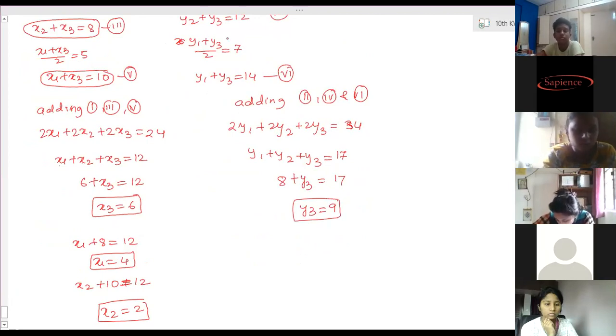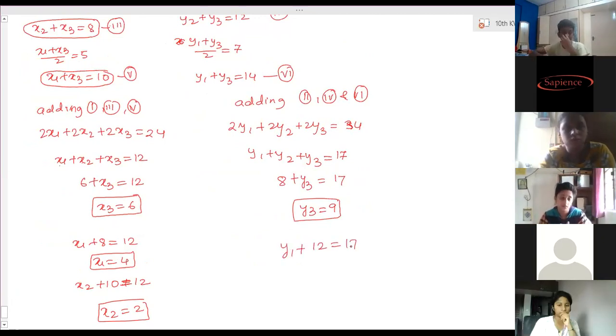Then y2 plus y3 is 12. That means left out is y1. Y1 plus 12 is equal to 17. So y1 is equal to 5. And y2 plus 14 is equal to 17. So y2 is equal to 3.